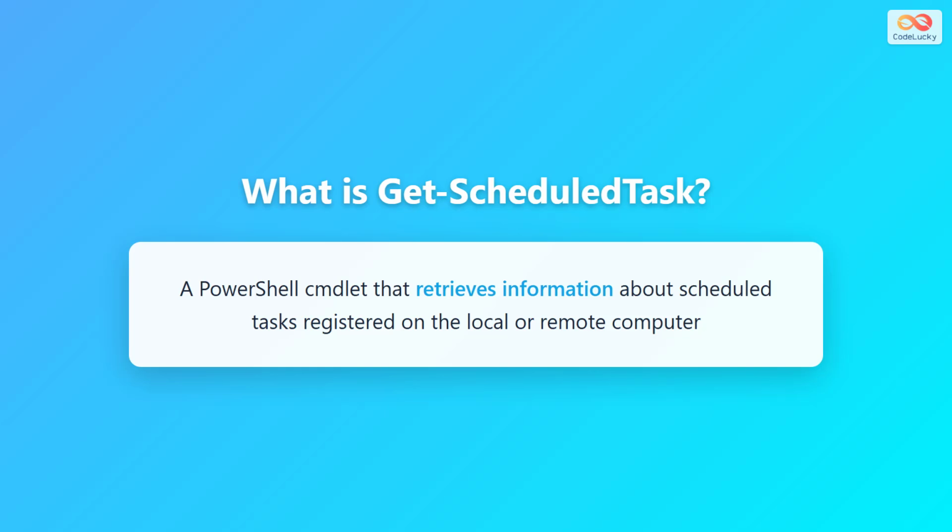Get-ScheduledTask is a PowerShell Cmdlet that retrieves information about scheduled tasks registered on the local or remote computer. Think of it as a window into all the automated tasks that are configured to run on your system. Whether you need to check what tasks are scheduled, verify their status, or gather information for troubleshooting, this Cmdlet provides you with all the details you need in a structured format.